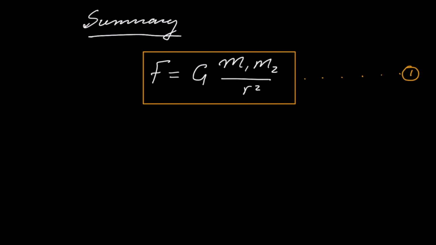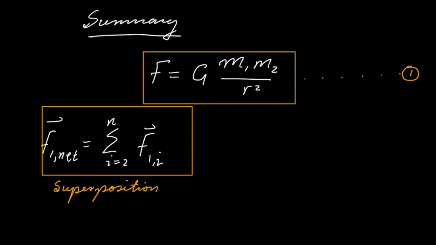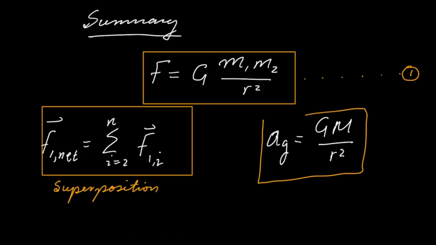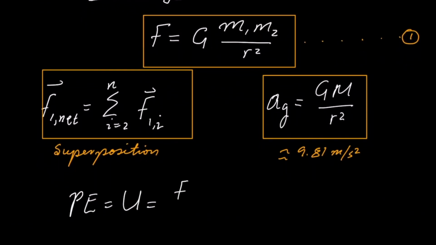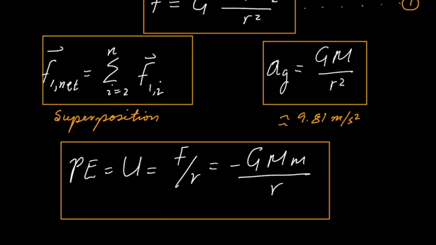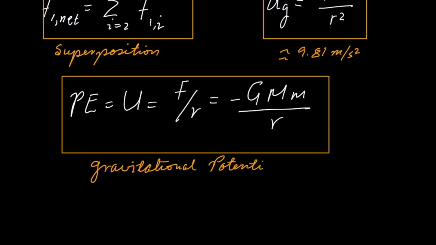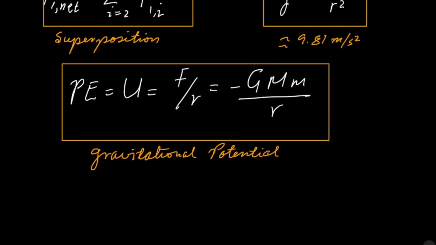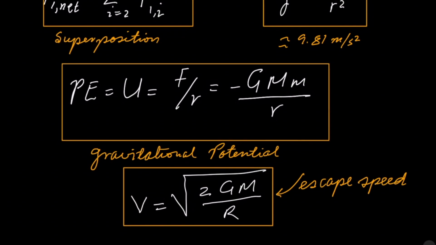Right, let's look at what we've learned so far. We've looked at the law of gravitation, and we've said that we can actually define a superposition of forces. We can use a summation for masses that are discrete, and we can define the gravitational acceleration as shown. We can also find the potential energy as described by simply dividing the force by the radius. We spoke about the escape speed, and finally we spoke about Kepler's laws.